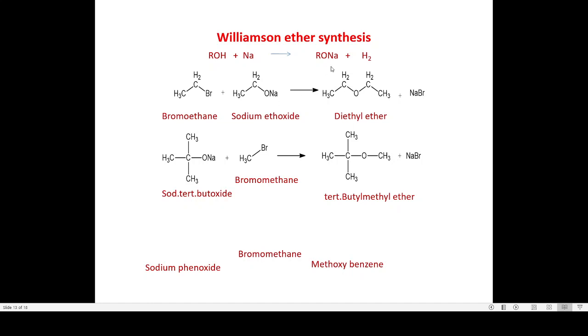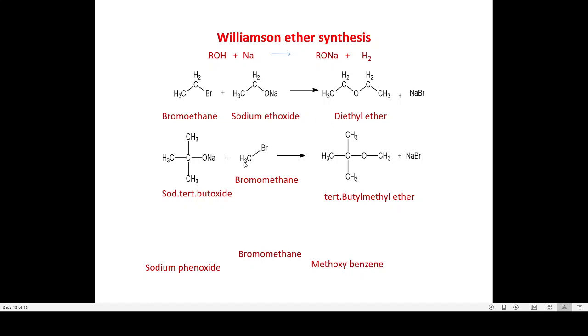And this sodium alkoxide, for example, let me take sodium ethoxide. Here I take ethyl alcohol and make it react with sodium, and I get sodium ethoxide. It is made to react with bromoethane, and I get the simple ether, diethyl ether.